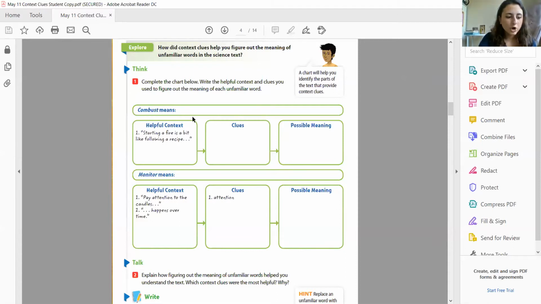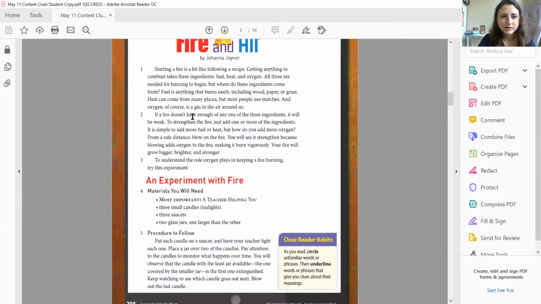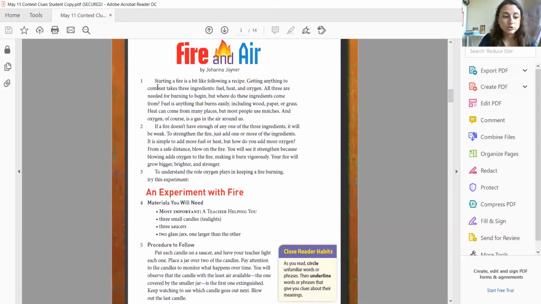Okay, so I'm going to go back into the text to find that word first. Let's go back and see the word combust. Okay, so it's right at the beginning of the text. It's in that second sentence. So I'm going to actually circle this word combust. Let me get my little tool out here. I'm going to circle this word combust. Okay.